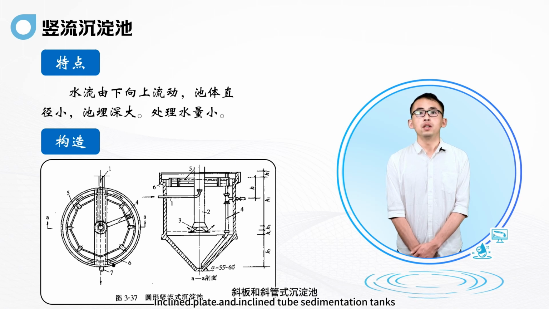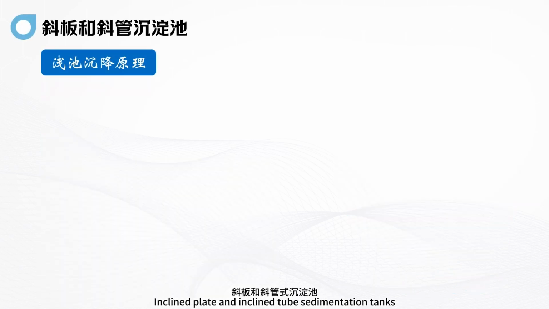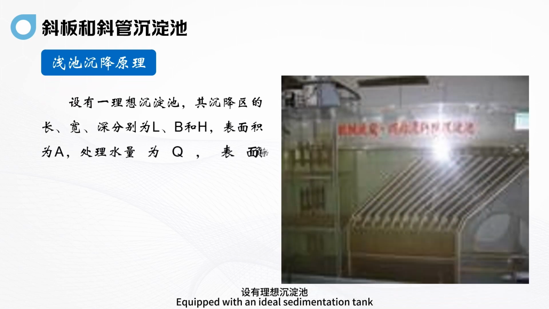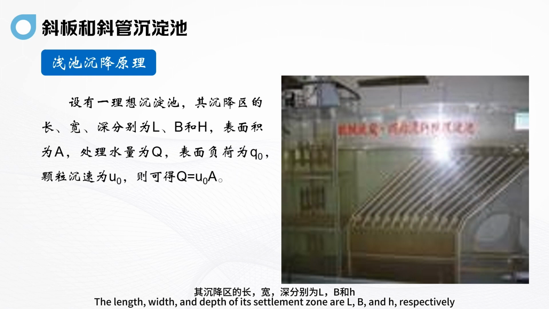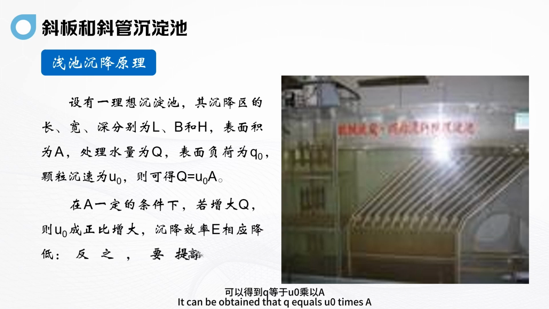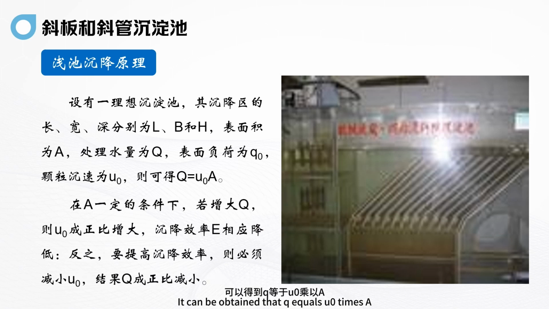Inclined plate and inclined tube sedimentation tanks. Principle of shallow pool settlement. Consider an ideal sedimentation tank. The length, width, and depth of its settlement zone are L, B, and H, respectively. The surface area is A. The treated water volume is Q. The surface load is Q0. The settling velocity of particles is U0. It can be obtained that Q equals U0 times A.